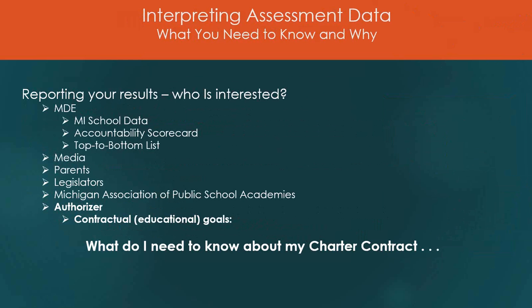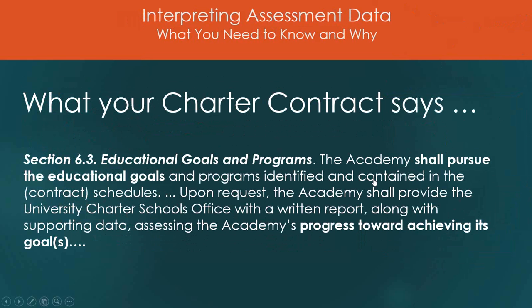You have goals in your charter contract that your authorizer is held responsible for monitoring and holding you accountable to. So let's look at what it says in your charter contract on the next slide. This is actually in your contract, so I can let you read that for yourselves. But essentially, it's very clear that your authorizer expects you to make progress towards achieving the goals of the academy.